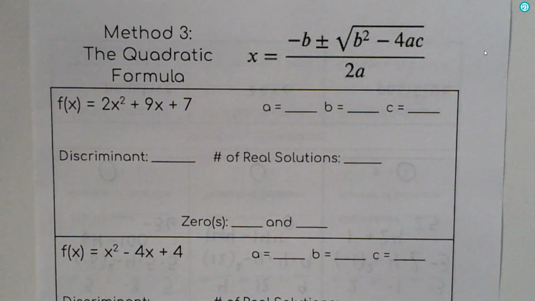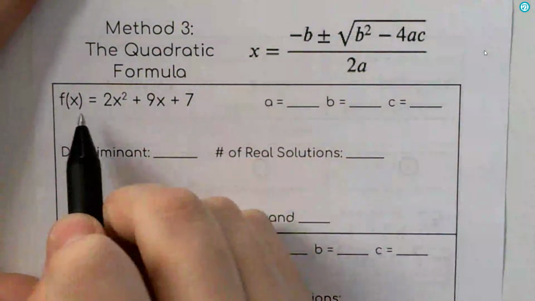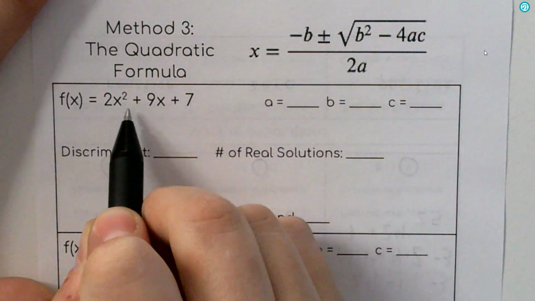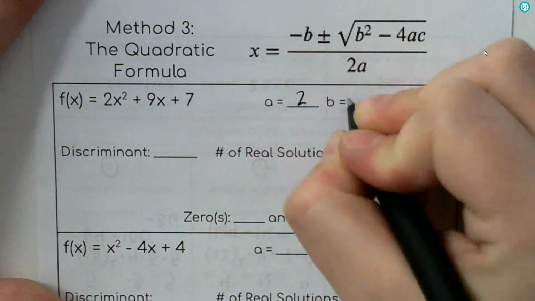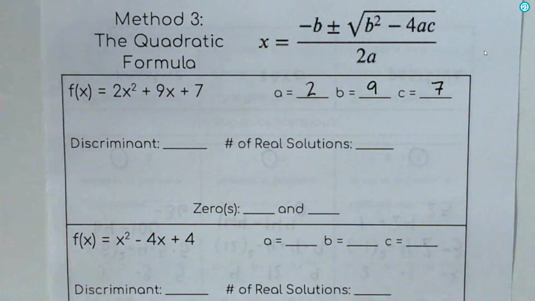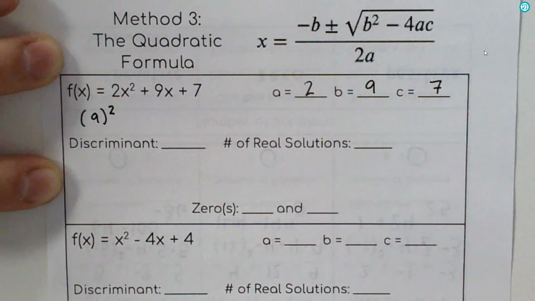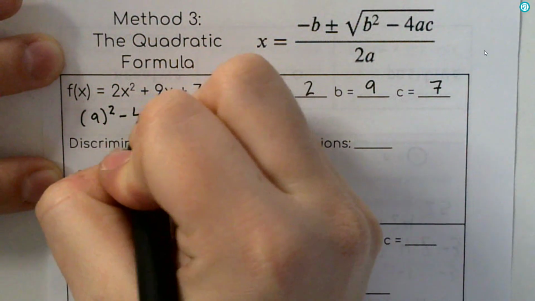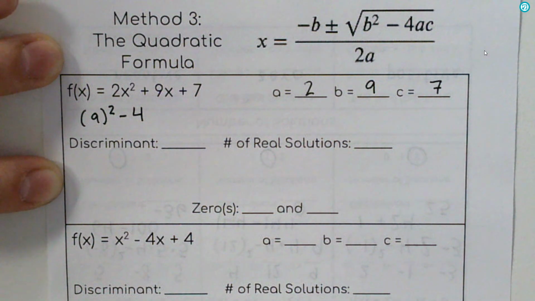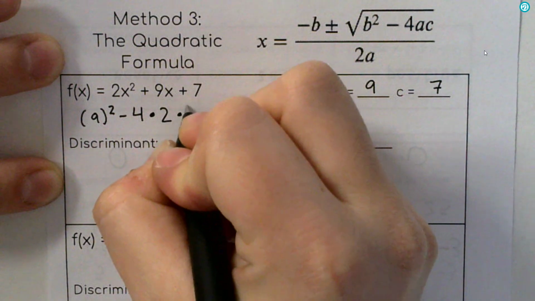So we already learned how to find the discriminant. That's the first thing that we are going to do on all of these. So we've got our quadratic function here. 2, 9, 7 are my A, my B, and my C. Okay, we will always start by doing the B squared minus 4AC. So B squared on this one is going to be 9 squared minus 4 times my A value's 2 times my C value is 7.